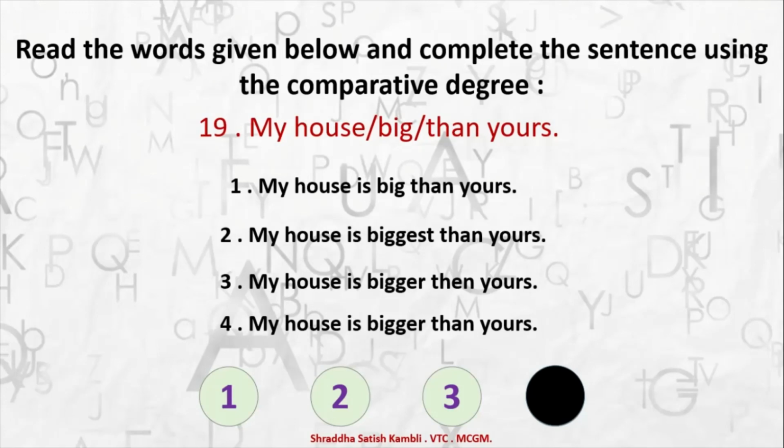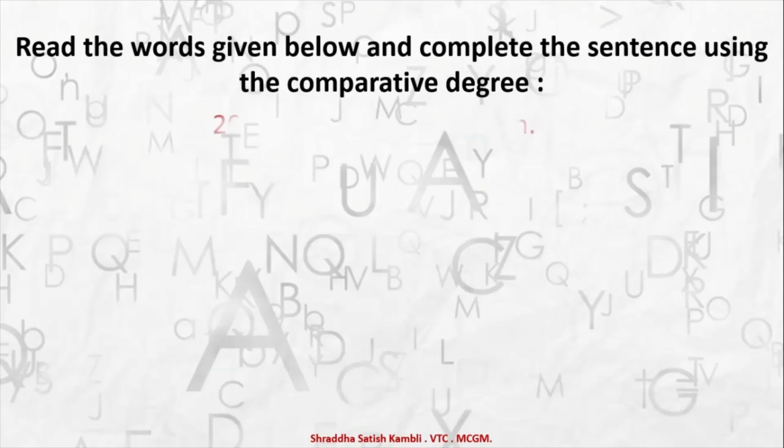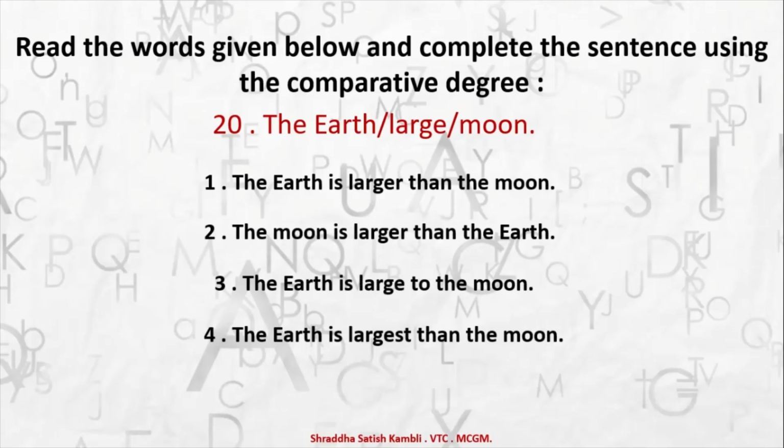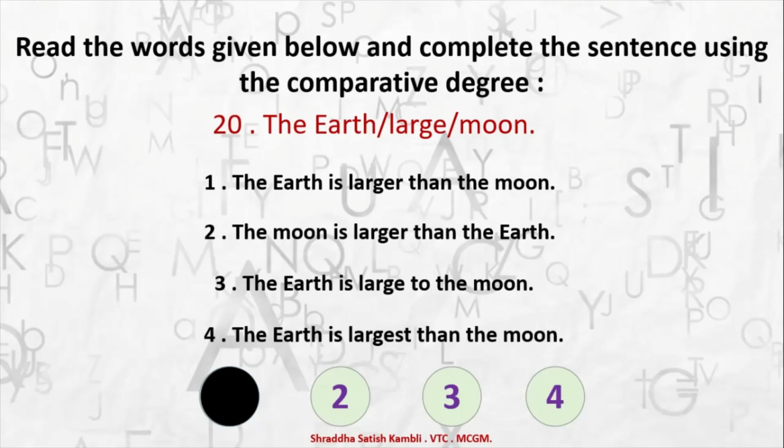Coming to the last example in this particular video, the earth, large, moon. So the earth is larger than the moon. The moon is larger than the earth. The earth is large to the moon. The earth is largest than the moon. Which one is the correct answer, children? We are comparing the earth and the moon, and we are saying that the earth is larger than the moon. So it is the first option which is the correct answer.